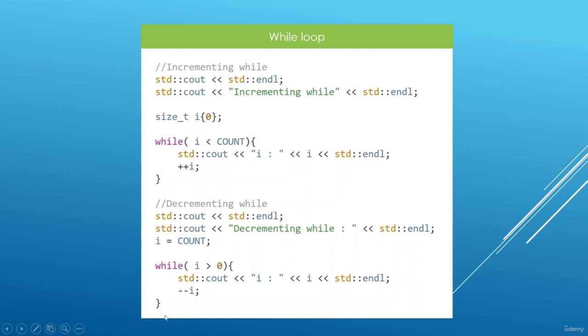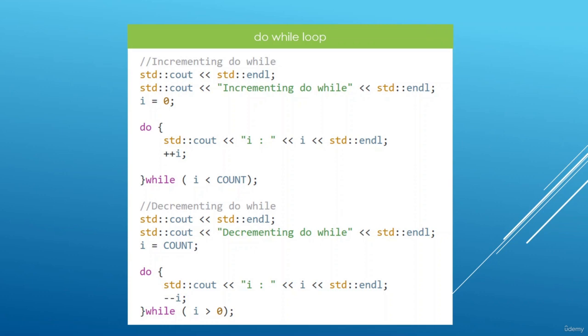I hope this makes sense. We can do the same thing with the do while loop. It is basically the same thing. We have an incrementing version which is going to go from 0 all the way to count minus 1, and we have a decrementing version which is going to go from count all the way to 1, and it is the same thing. We are just setting it up in a way that it's going to use a do while loop.